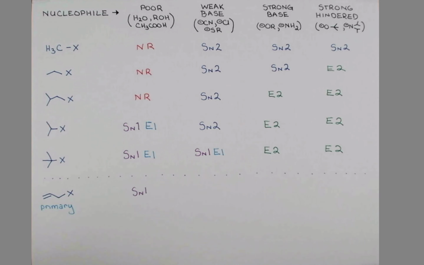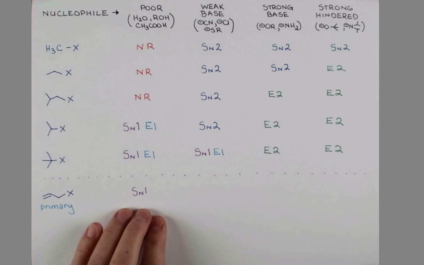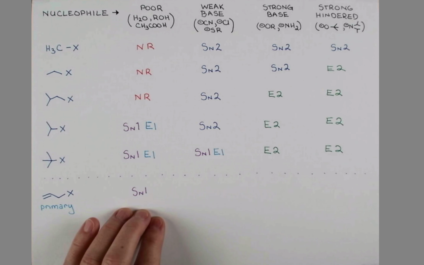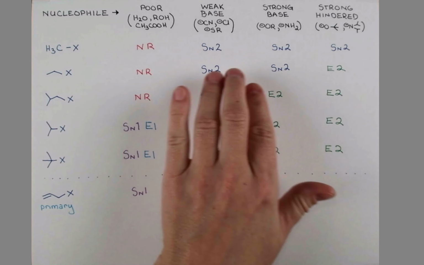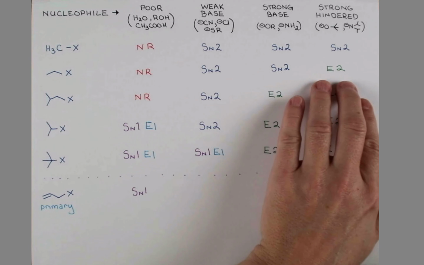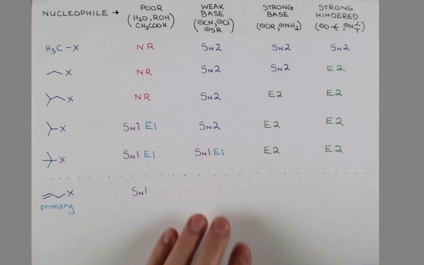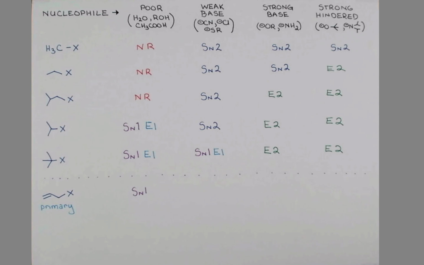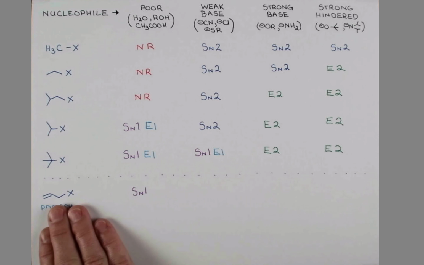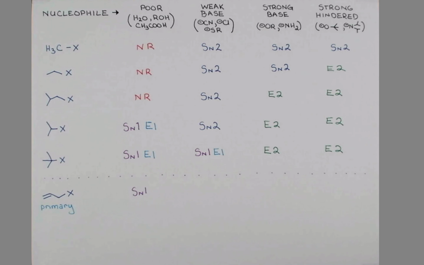Now E1 is not a possible mechanism. We can't deprotonate the sp2 carbon atom here. We'd need a branch coming in this direction to have any elimination whatsoever, and so SN1 is going to be the only mechanism here. Weak bases, and strong hindered bases are going to tip this toward an SN2 mechanism. Again, since elimination can occur with this substrate, we'll predict SN2 across the board.